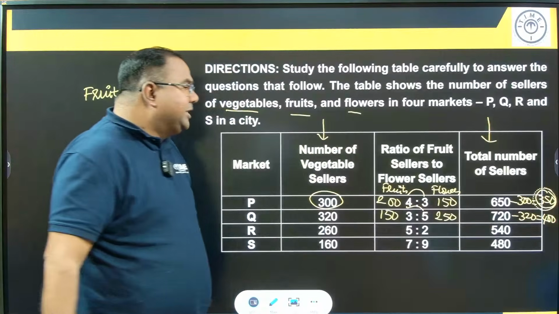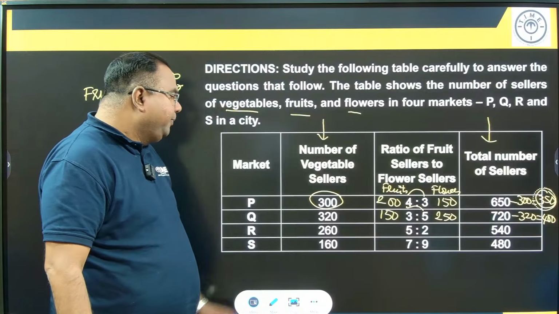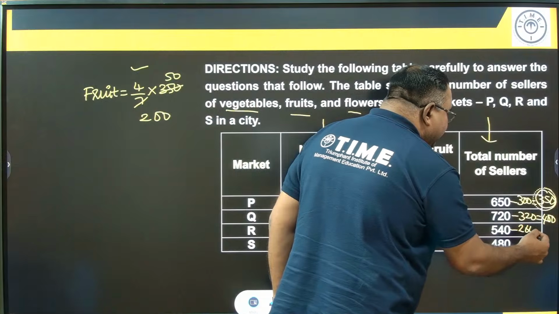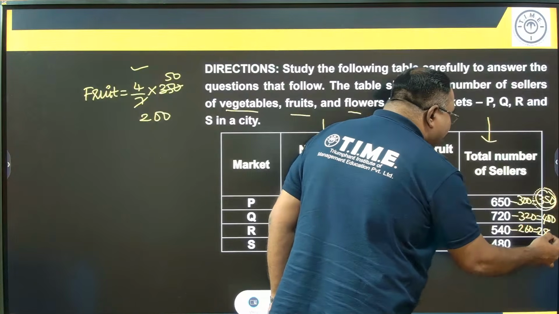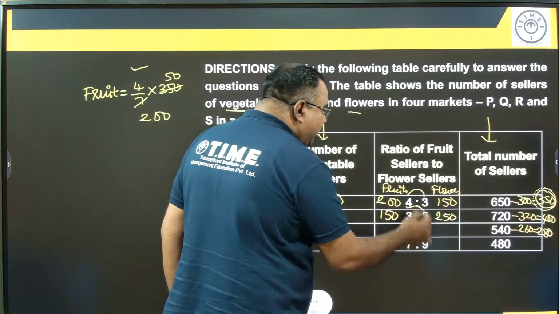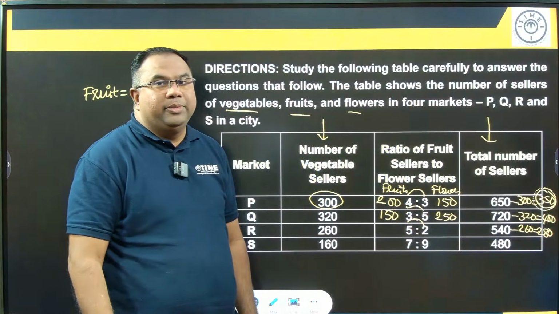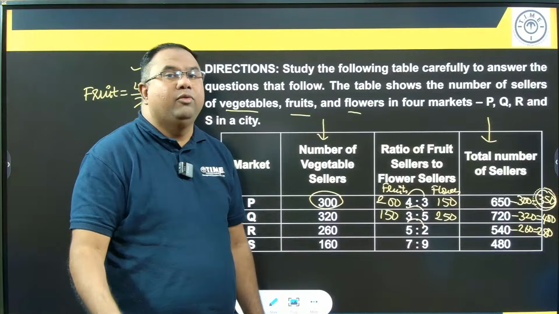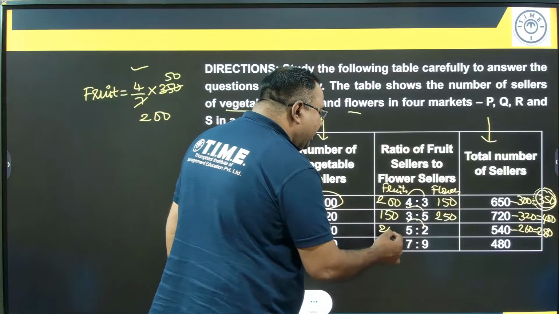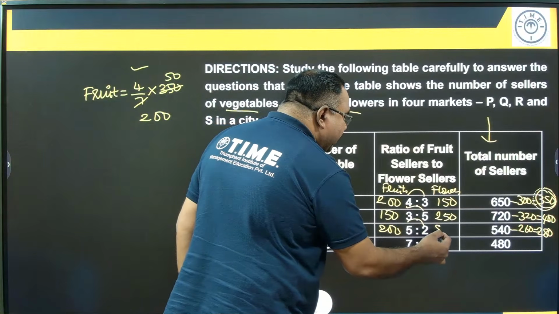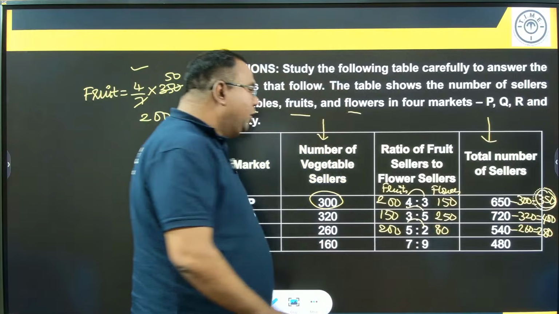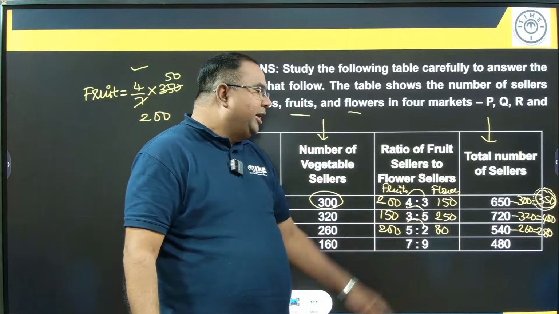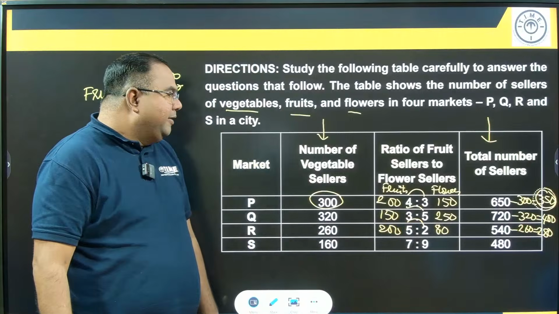Then, total sellers 540 in market, 260 are vegetable sellers. Remove 260. We have 280. 280 is in the ratio of 5:2. So, total parts how many? 7 parts. 7 parts, 280. So each part 40. So 5 into 40, 200. This is 2 into 40, 80. Right? 280 total, 7 parts. So each part is 40. So 5 into 40, 200. 2 into 40, 80. Then we have 7:9.